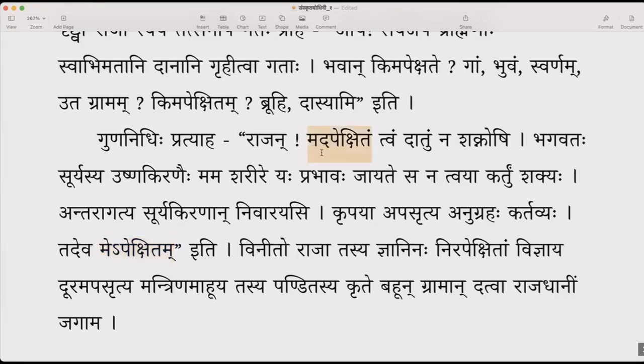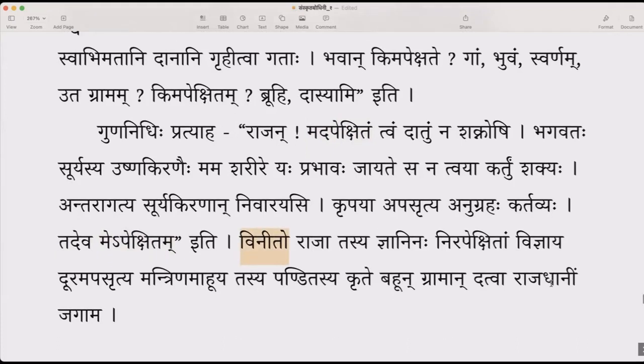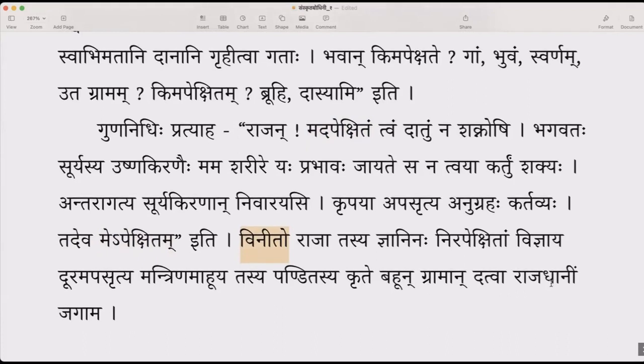Because I told you here that it is mama apekshitam. It's the same as me apekshitam. So me will be sixth case here. Okay. Only because here it is used for the second time, we can use the me. We can't use it for the first time when he's saying it, right?